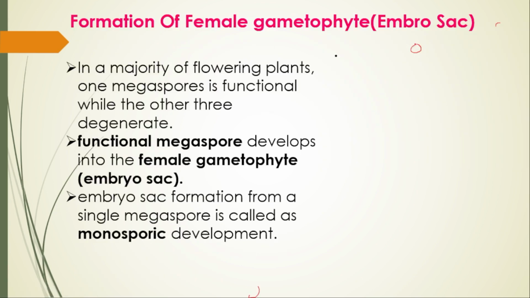Okay, this is one MMC, that is the megaspore mother cell, which will undergo meiosis to give what? A tetrad of 4, same as in microsporogenesis. But here, 3 will degenerate, only 1 will become functional, and this functional megaspore develops into what? The female gametophyte. Okay, how is that going to happen? That will be the next task for us.